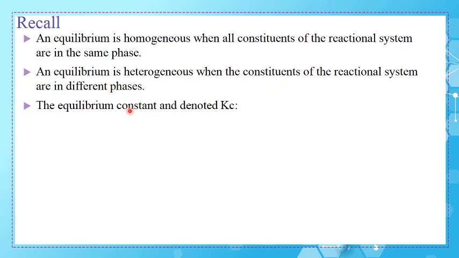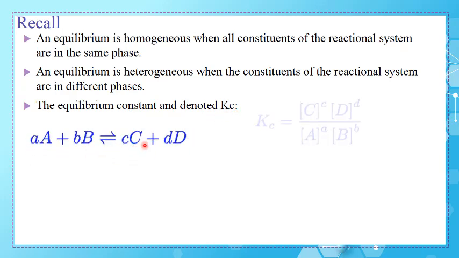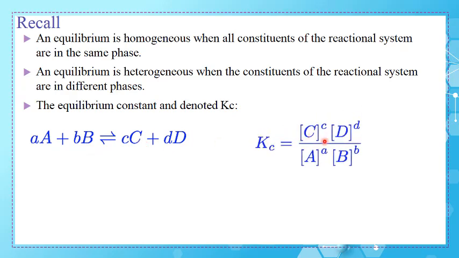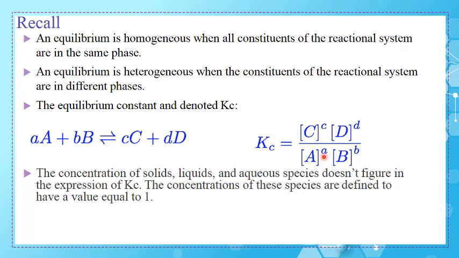And we studied something about the equilibrium constant that is denoted by Kc, and we said that for any chemical reaction represented here in general, Kc is equal to the multiplication of the concentrations of the products, exponent their stoichiometric coefficients, over the multiplication of the concentrations of the reactants, exponent their stoichiometric coefficients. We said also that the concentration of solids, liquids, and aqueous species doesn't figure in the expression of Kc, definitely in case of heterogeneous equilibrium.